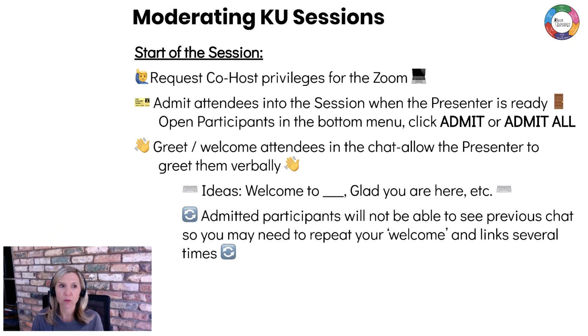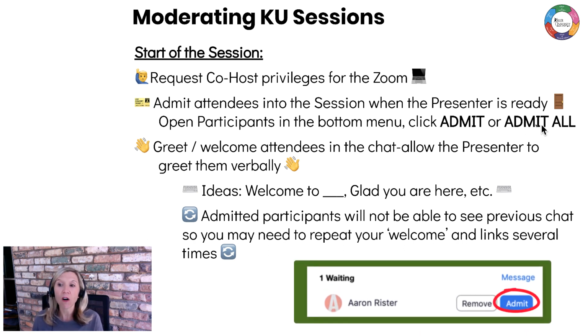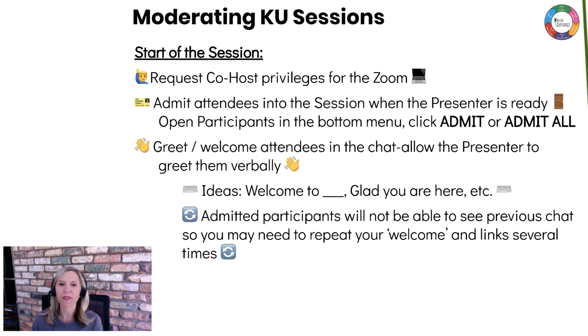At the start of the session, one thing you need to make sure to do is ask that presenter to give you co-host privileges for the Zoom. That way, and this is super, super important, you are going to be able to admit those attendees. So ask for those co-host privileges. Once they do that, you'll get a little box in your presenter's window that will show you people are in your waiting room. So just remember to admit, and admit all if you just want to do it in one click, those attendees. And that's your job. And obviously do it at the time that your presenter feels ready. So if your session starts at 1 and your presenter's ready to go at 1, then do it then.